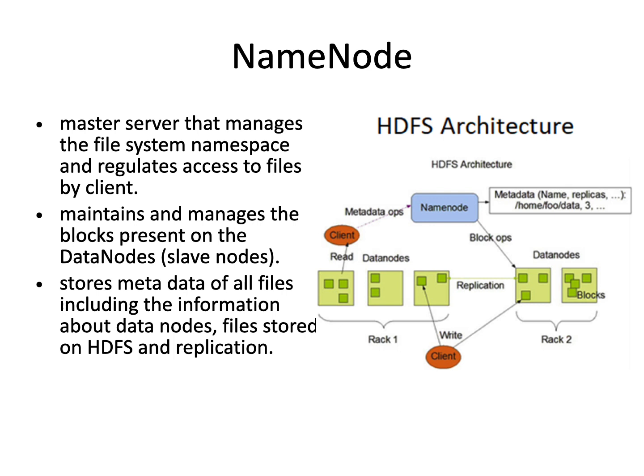Well, talking about the name node, it is the master server, and it manages the file system namespace and regulates access to files by the clients. The master node in the HDFS architecture maintains and manages the blocks present on the data nodes or the slave nodes, and mainly it stores the metadata of all the files, including the information about the data nodes, the files stored on HDFS, and the replications. Actually, it doesn't store the data by itself. It stores the metadata which contains the information regarding the data nodes, its replications, and files stored on HDFS.